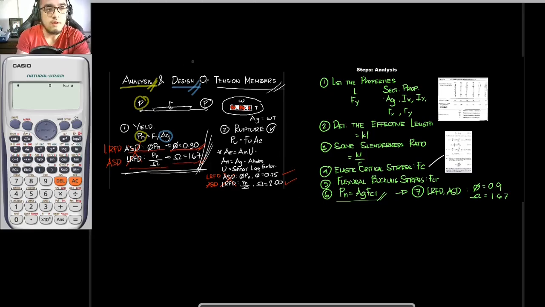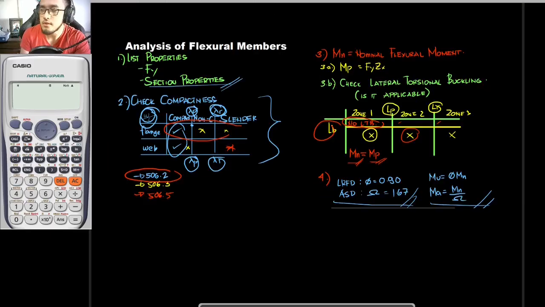After we discussed the analysis and design of tension members, we discussed the analysis and design of compression members. This was the screenshot from our lesson before. We were introduced to the effective length, the slenderness ratio, the elastic critical stress, and the flexural buckling stress. And last midterms, you also discussed the analysis of flexural members.